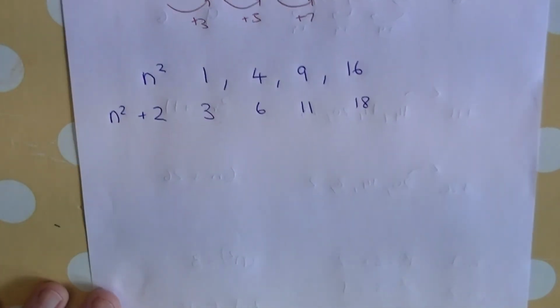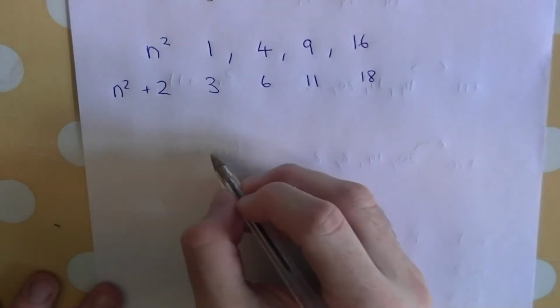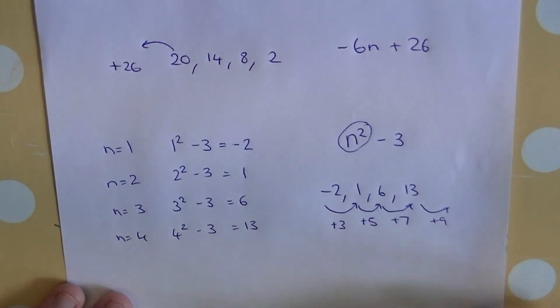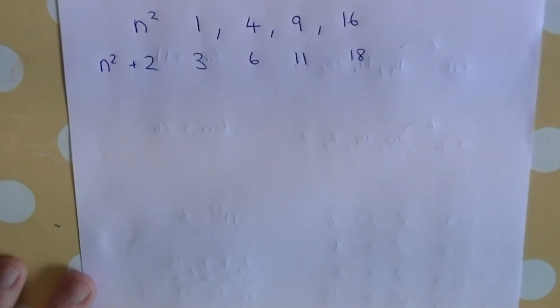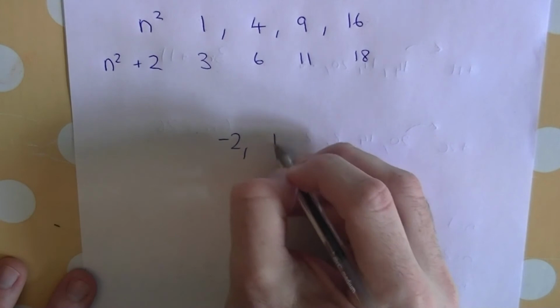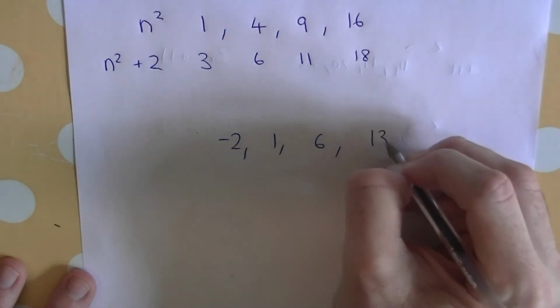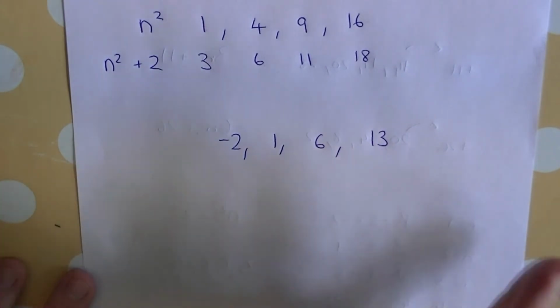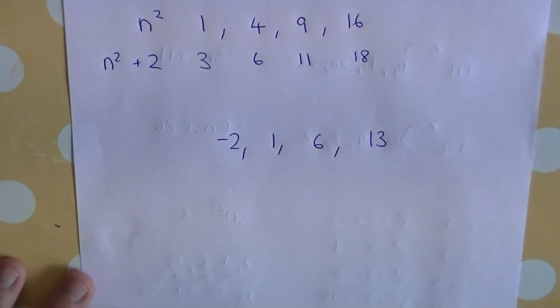I might try one more and then I'll show you the ones in the booklet. Okay, let's go for the one here. Minus 2, 1, 6, 13. Again, plus 3, plus 5, plus 7. It's not one of these linear ones. It's going up by different amounts each time.